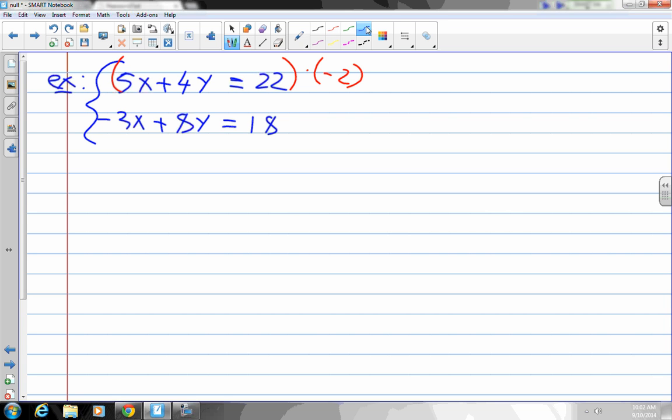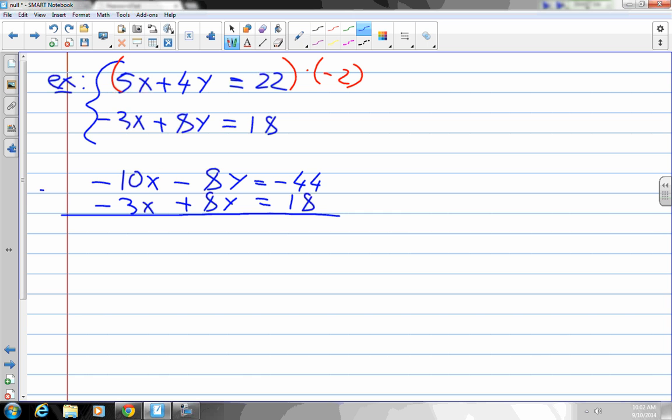So when I do that, the system becomes negative 10x minus 8y equals negative 44, and then negative 3x plus 8y equals 18. So see what happened? I just changed one of the equations so the coefficients line up with opposite signs. And then you just add them. So negative 10 plus negative 3 is negative 13x. The y's cancel, equals negative 26. So x equals 2.